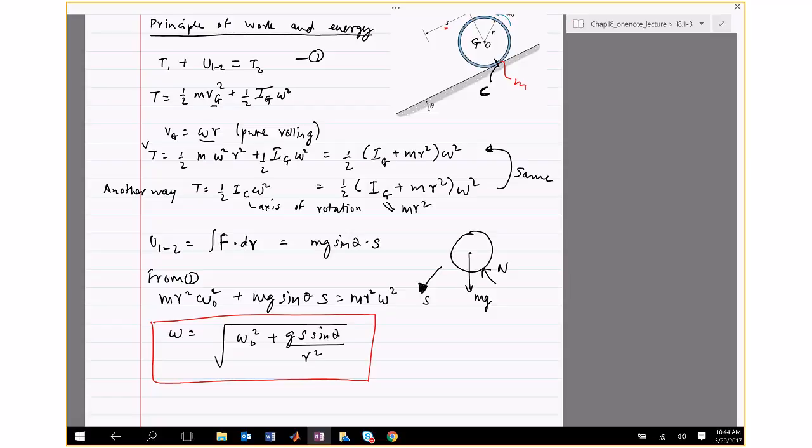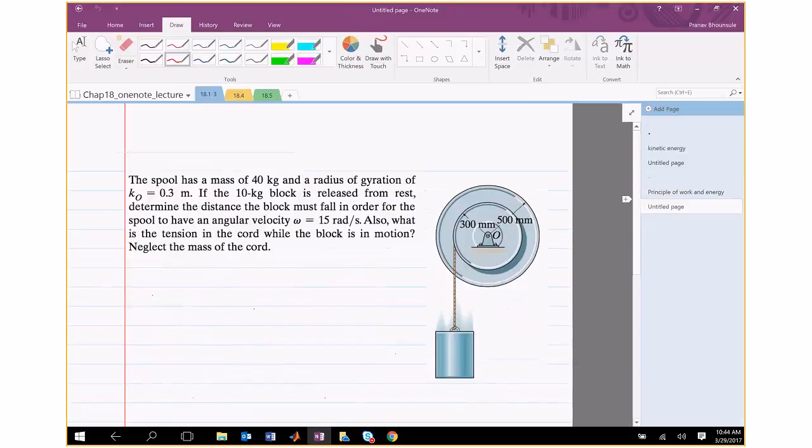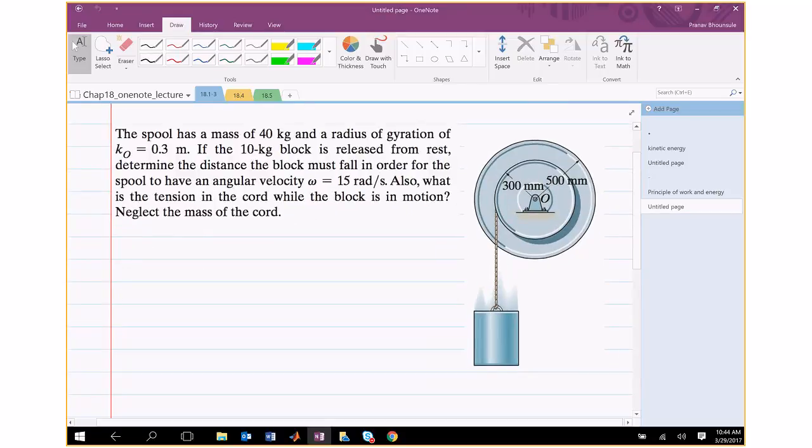Is that clear? Okay, last question. Oh, you wanted to write it down?